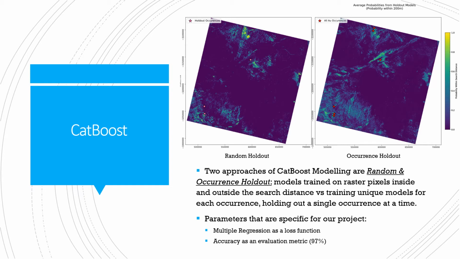We can validate this probability against a set of pixels not used in model training or the holdout set. The second model is called occurrence holdout and resembles the one used earlier, but instead it trains unique models for each occurrence, holding out a single occurrence at a time. The end product is a stack of predictions like the one plotted earlier, which when averaged yields a final prospectivity map. In general, CatBoost proved to be a decent way of mapping deposits, as it offers quite a variety of metrics. In particular, we used multiple regression as a loss function and accuracy as an evaluation metric, which in fact was quite high, 97%.